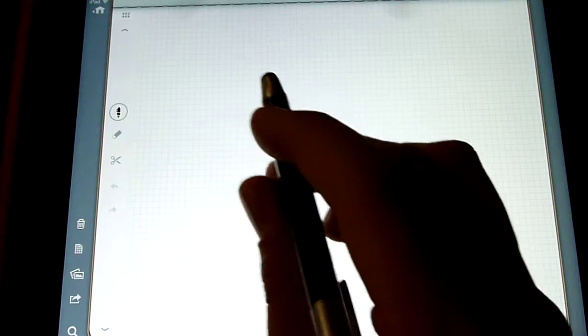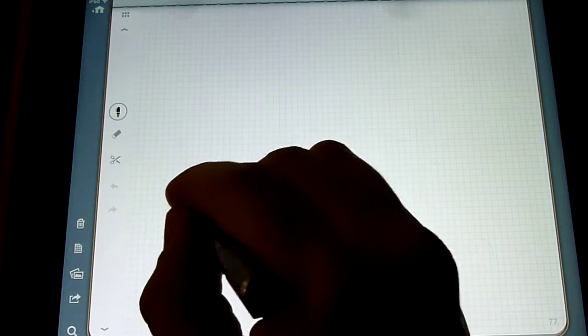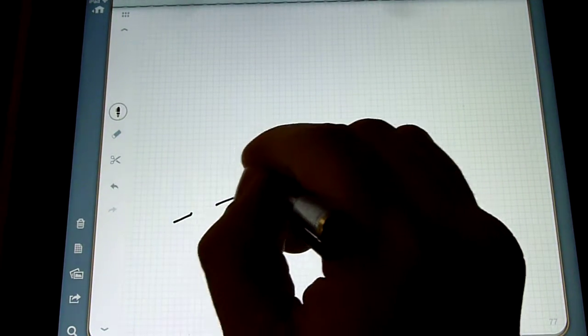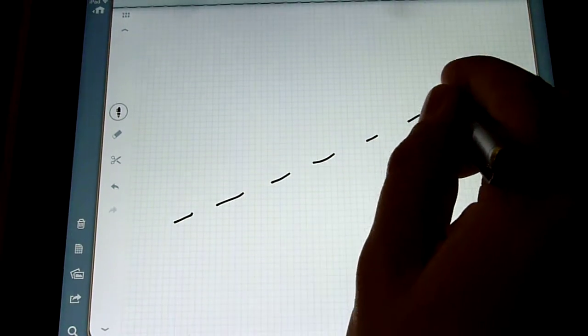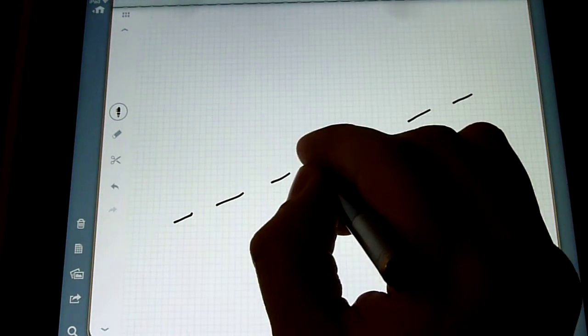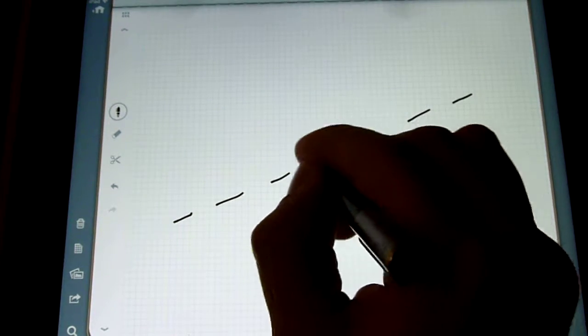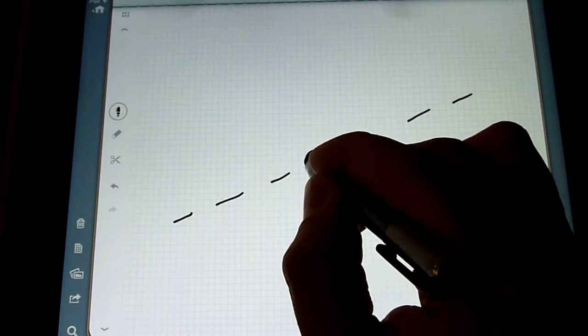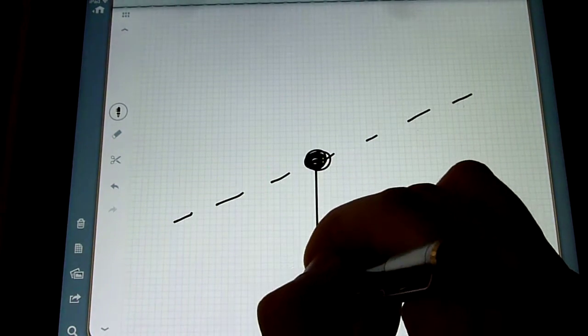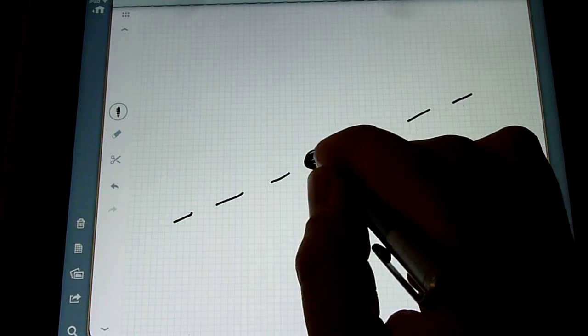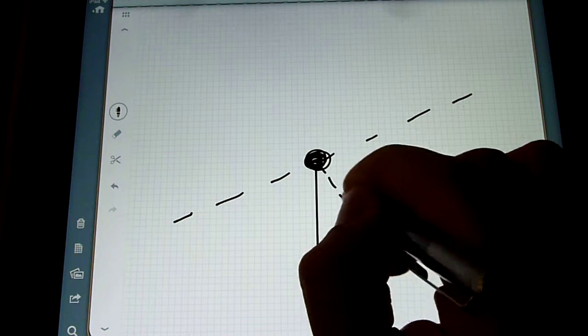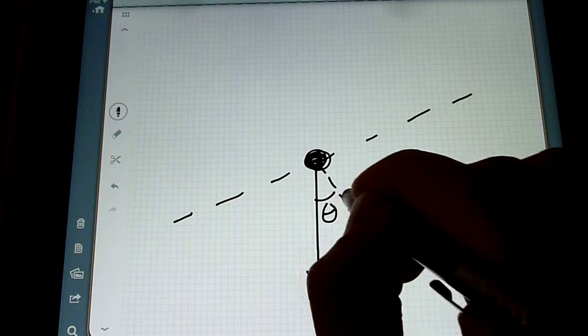Let's draw box A first. Excuse me for bumping the camera. Let's draw box A first. I like to remind myself what the direction of the angle of incline is with a little dotted line. Then I'll draw box A on that dotted line. Box A has a weight that is straight down. With respect to the incline, this is angle theta now.